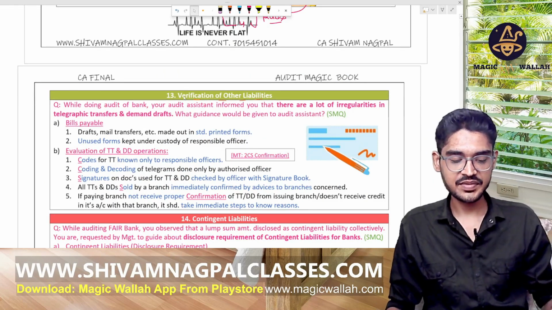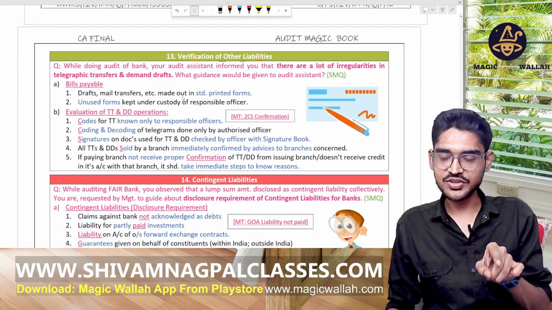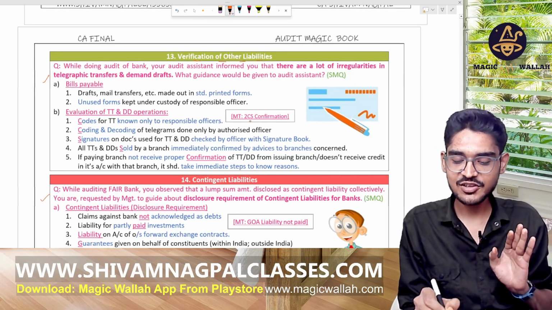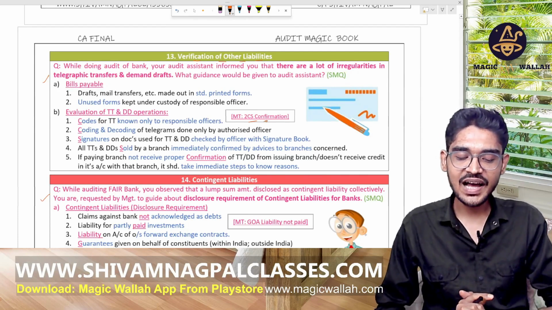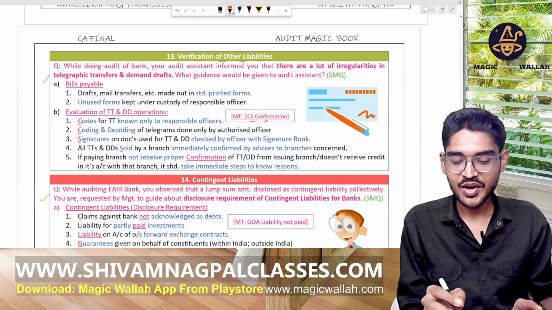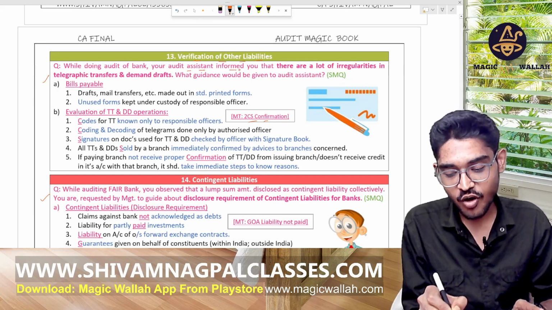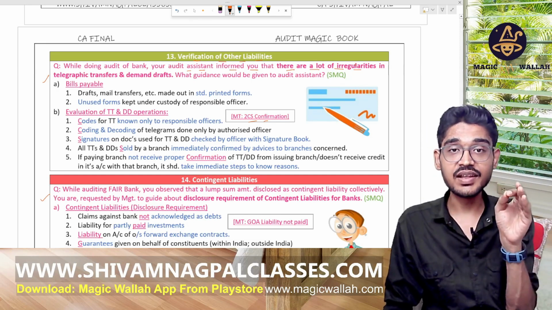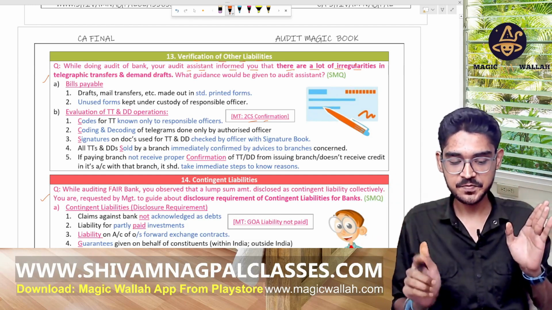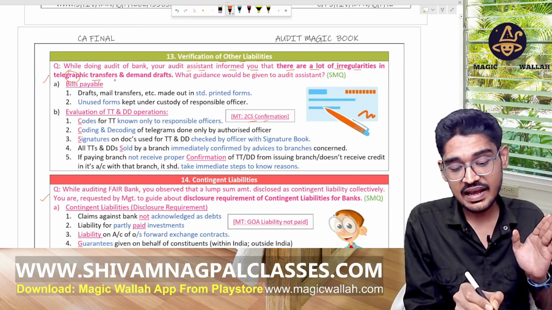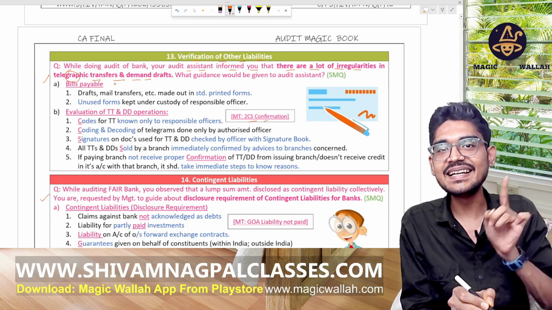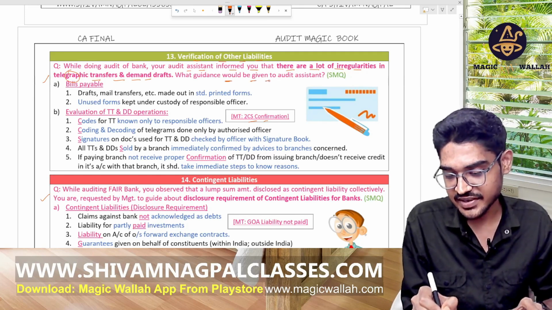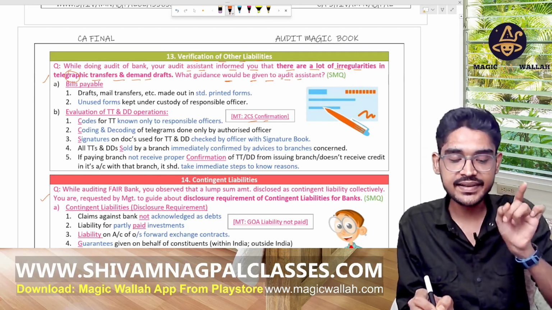Right? See here. Again, there is a question. This is very, very important. You have to memorize this, and there is also a memory technique. While doing the audit of a bank, your audit assistants inform you that there are a lot of irregularities in the telegraphic transfers and the demand drafts, TT and DD. What guidance would be given to the audit assistant for checking the TT and the DD?